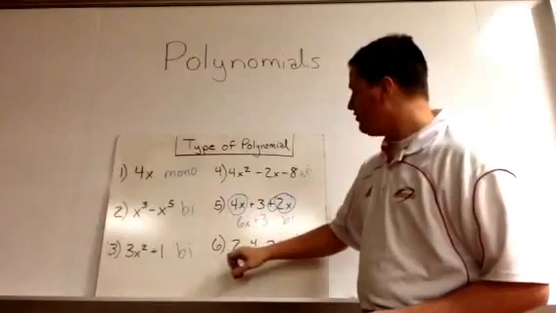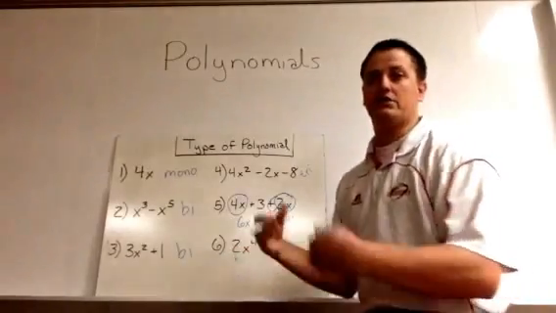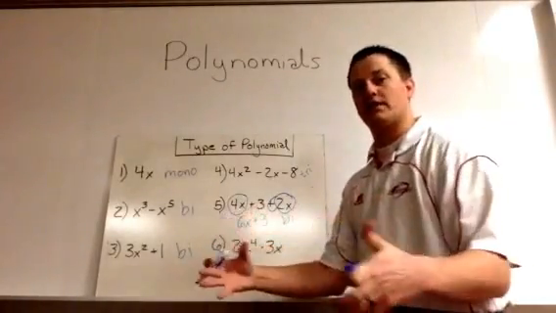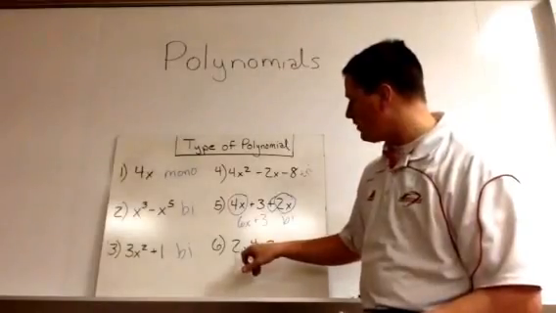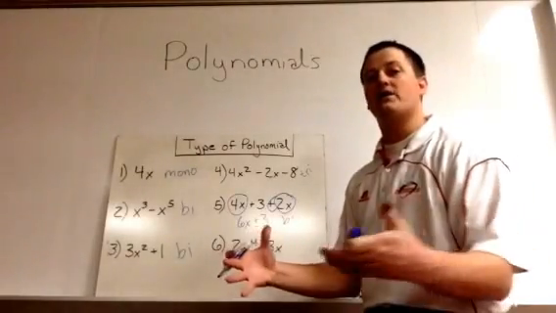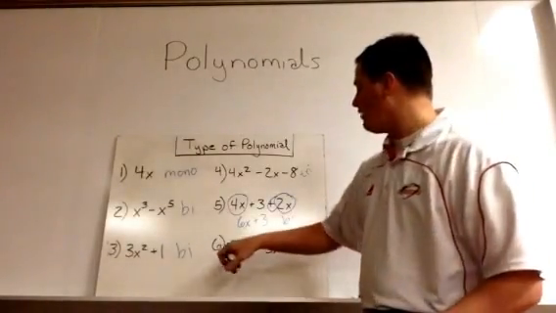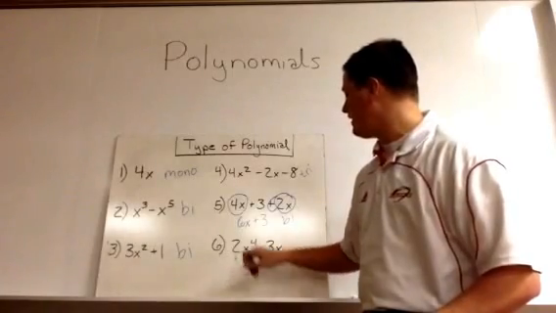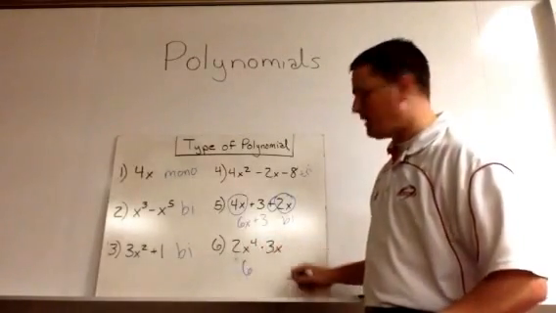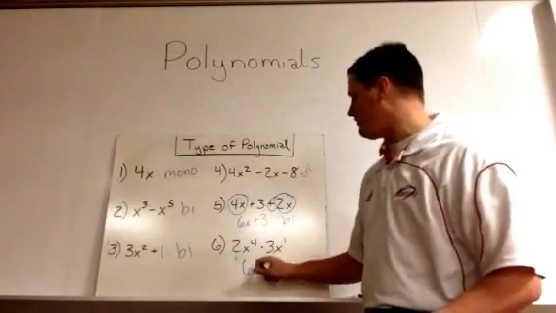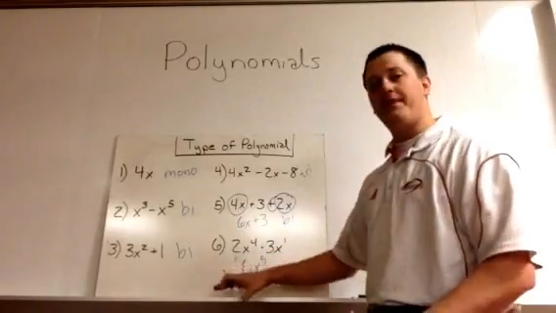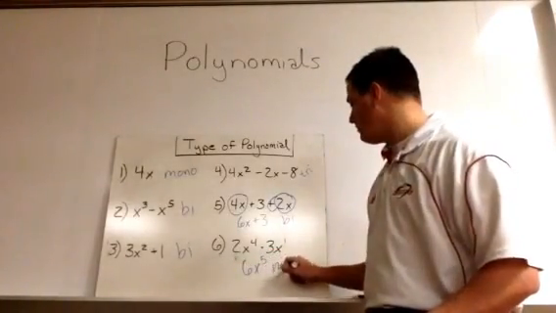Our next one, 2x to the fourth times 3x, looks like a binomial because there looks like there's two terms. But because it's multiplication, not adding, we actually can combine these down and go 2 times 3 gives us 6. X to the 4th and x to the 1st power, we can add the exponents and get x to the 5th power. This now becomes a monomial.